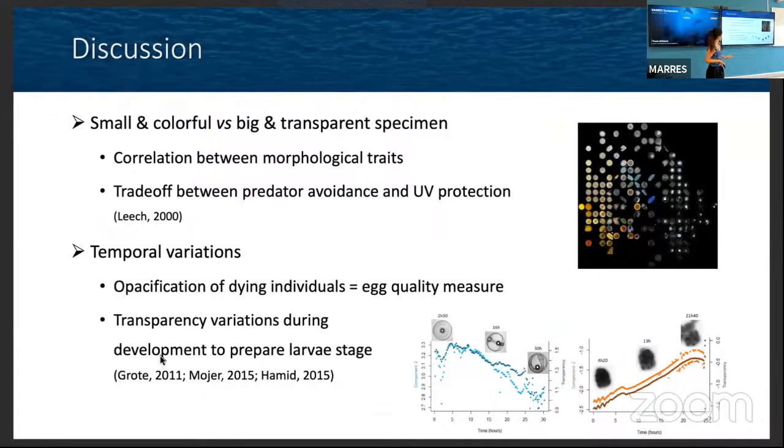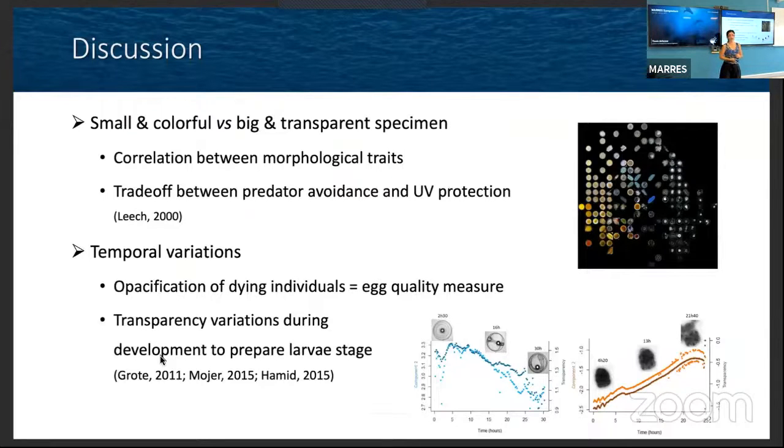So what does it all mean? We have some small and colorful eggs, and some big and transparent ones. First we have a correlation between the traits, which is also something already partially described in the literature: size and color are part of a trade-off between predator avoidance and UV protection. When we switch to the temporal variation, we first observe opacification of dying individuals. In this case, it's no longer interesting for understanding the development itself, but it can be used as an egg quality measurement.